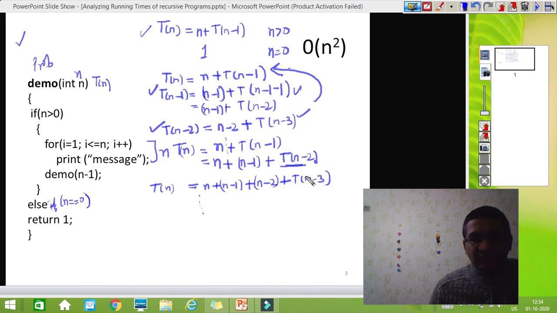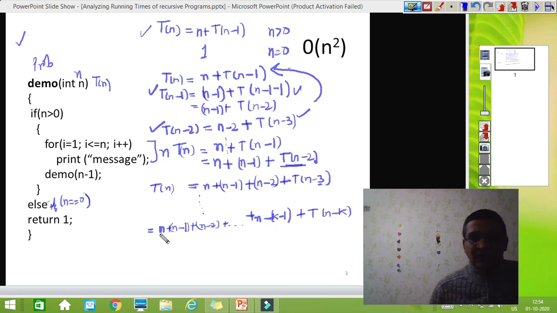So let's say, after doing it this way, at the kth iteration, at the kth recursive call, we got this exit point. So how are we going to do it? If this is n minus 3, and I replace this with k, then this will be k minus 1. So I am going to write n plus n minus 1 plus n minus 2 plus n minus k minus 1 plus T of n minus k. This is our general term.